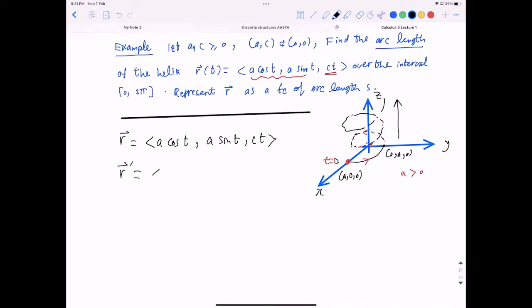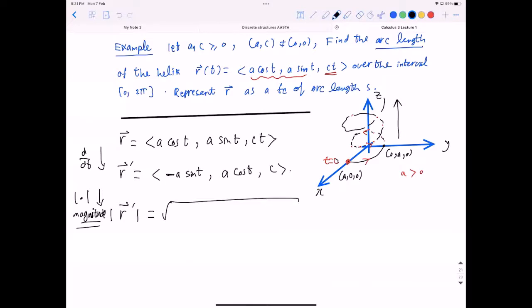So what is R prime? Differentiate d by dt of both sides to get derivative of cosine, negative sine, of course. The derivative of sine is cosine. Derivative of CT is C. What is the magnitude of R prime? We revised this many times. How to find the magnitude of a vector? This is the square root of x dot square plus y dot square plus z dot square. This is negative A sine T squared plus A cosine T squared plus C squared.